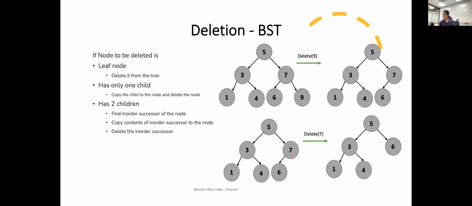If you feel like 8 is here, it has a right child and there is no left child to it, again, no worries. You can copy 8 here and delete 7. Either way, it follows this rule. So just remember, if it has one child, we just have to copy the child's data, the contents in the child node, to the current node and delete this. All right, so now we'll go to this.